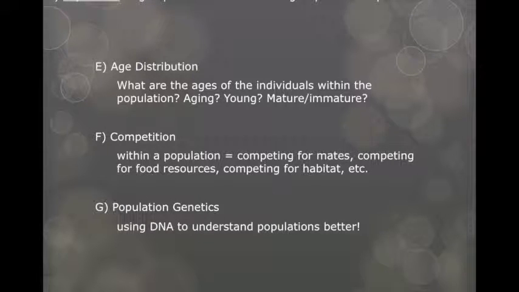Next is population genetics. This is where biologists actually take something like a blood sample and analyze the DNA of individuals within populations. And they might do this to see if there's a lot of relatedness amongst the population, or if there's a lot of diversity in the population. And DNA is a really unique and targeted way to evaluate these sorts of things. And it's becoming more and more popular and easier to access because it's cheaper all the time.